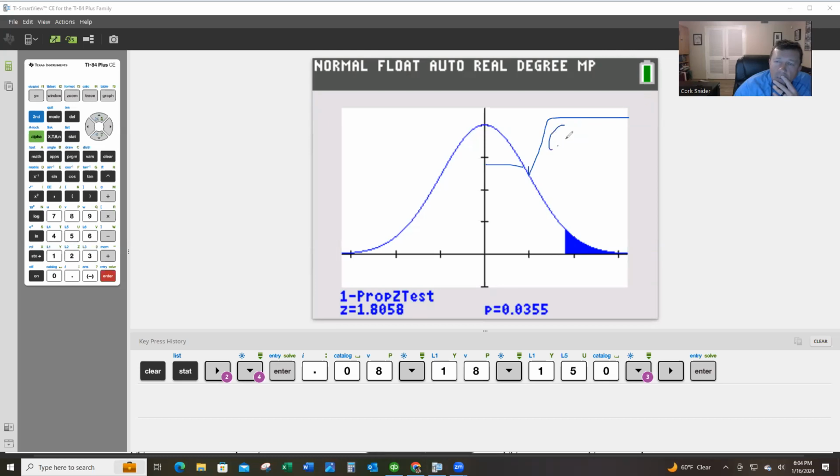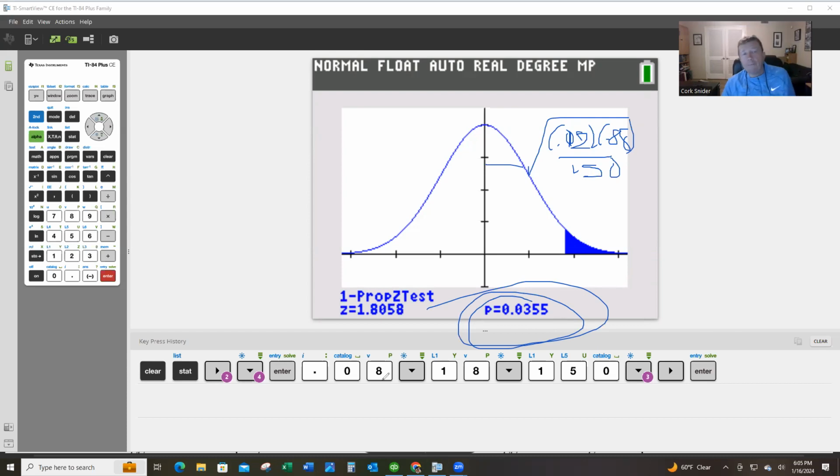It's going to be 0.12 times 0.88 over 150. There's your standard deviation, okay? And then you're going to shade this area. This is 0.03. This means there is a 3.55% chance that we would get data this extreme even if H0 is true. So this wouldn't happen very often if H0 is true.